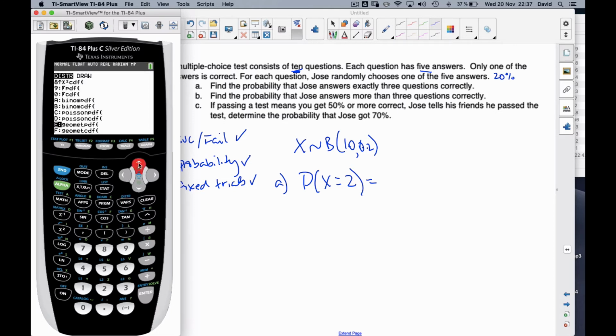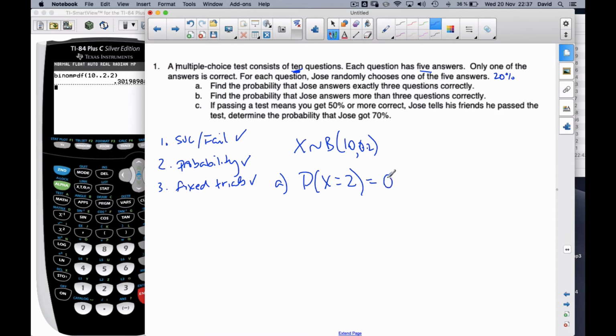And experience has told me it's quicker to go up, and I want a specific one. I don't want to accumulate, I want a specific one. So the probability, the PDF, and I know there's 10 trials. I know p is 0.2, and I'm looking for exactly 3. And my answer is 0.302. And this is all I have to write to get full credit. But I have to introduce the variable, and this is sufficient. The calculator will do the work for me.